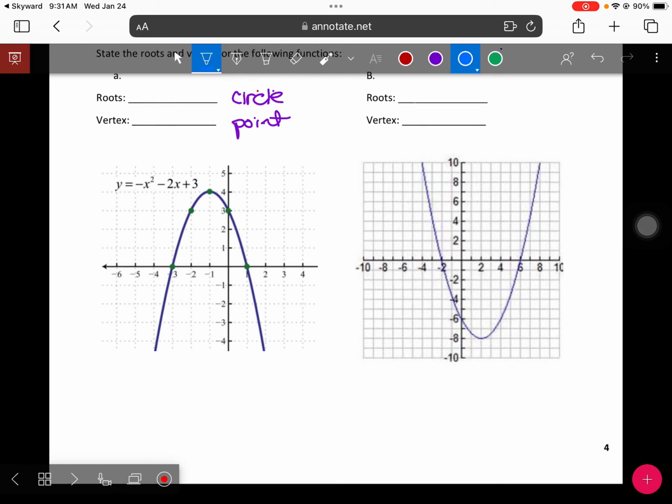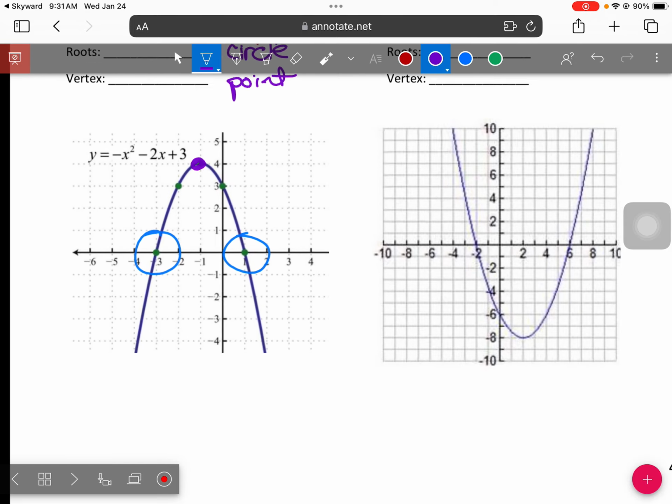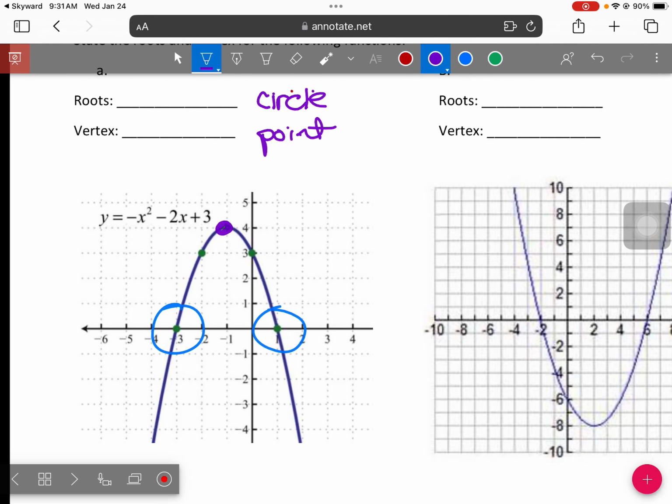So remember, these roots are also called solutions, zeros, and x-intercepts. So here's what you should circle, and here is your vertex. As you look at that first picture, what points did you circle? -3 and 1. How many had -3 and 1? Nice. And the vertex is like the cherry on top of the ice cream cone.